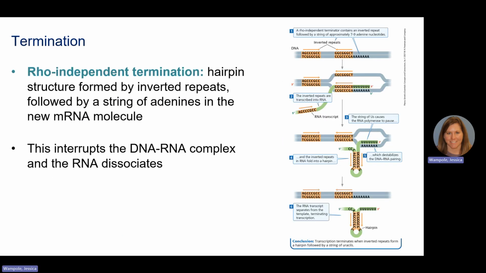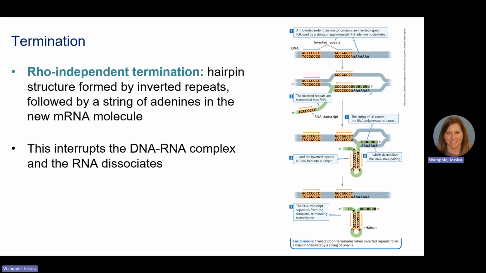All right, so our other type of termination is rho independent. So this one is basically a structural issue that comes up in the messenger RNA. If rho independent termination is being used, there is a sequence as part of the terminator sequence in the transcription unit that will cause the RNA molecule to fold back on itself. So we talked about RNA being single-stranded, but sometimes it folds.